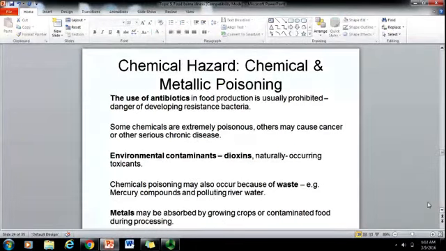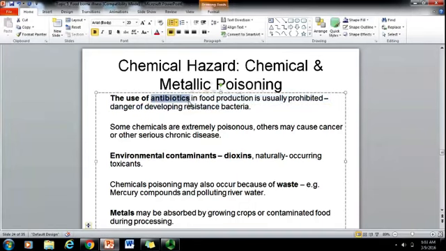right? And the other use of chemical hazards such as antibiotics, there are some cases where some of the food or poultry product is injected with antibiotics.